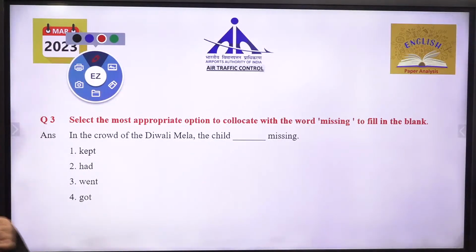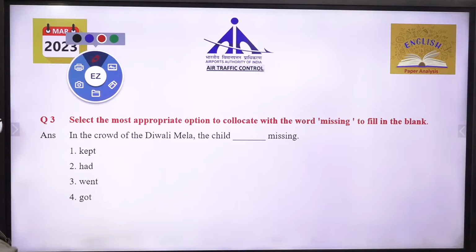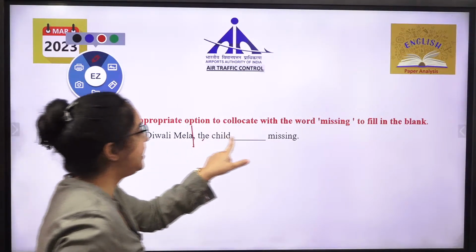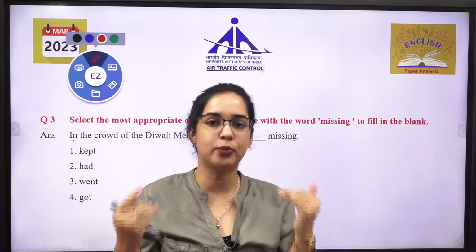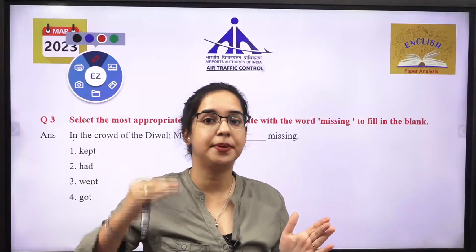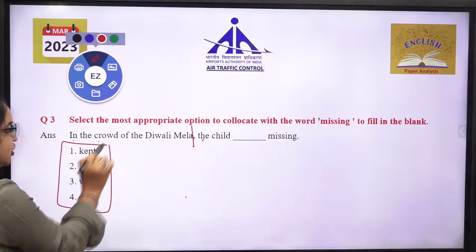Now, in a similar way, you have to check every sentence in airport authority, which is basically related to fill in the blanks. And you will see, in the crowd of Diwali Mela, pause over here, the child dash missing. Now, use a shadow word for this too. What is a shadow word? Fill it with the word you think in your mind. The child went missing, the child went missing there, right? So it is child kept missing, child had missing.